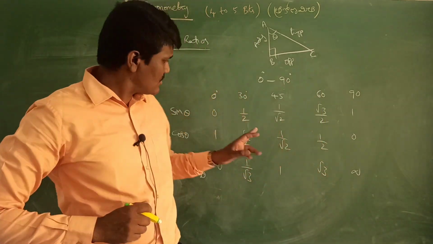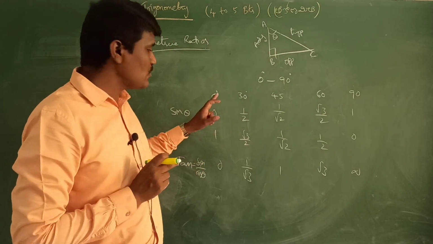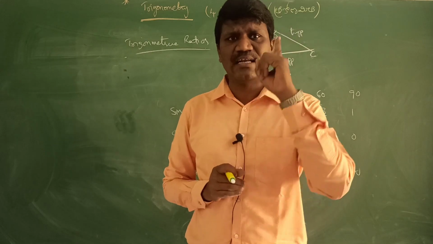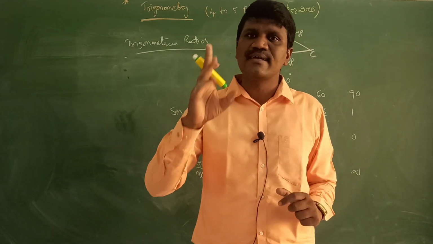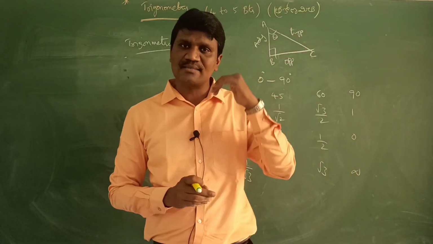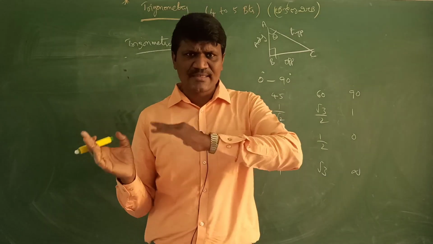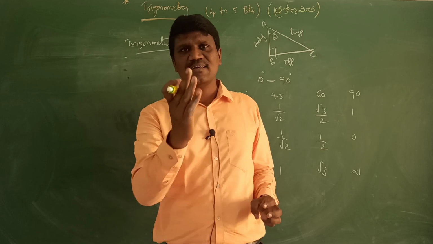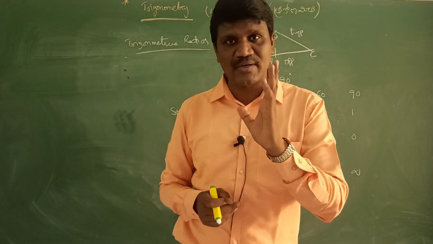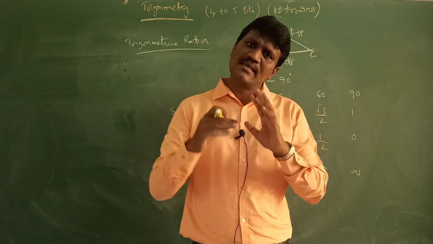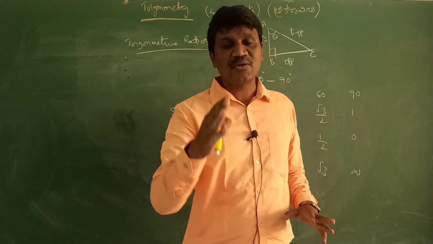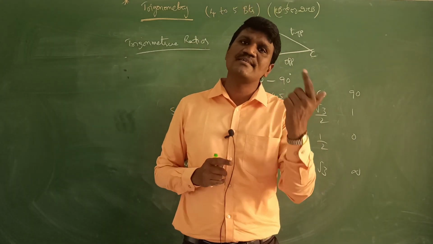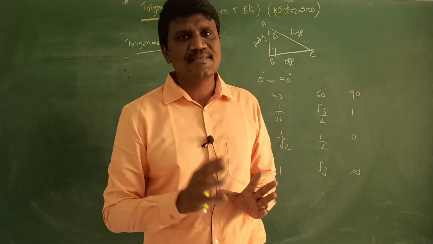So remember these 3, because based on sin 0, sin 30, sin 45, definitely a question will come. Sin 0 is 0, sin 30 is 1 by 2, sin 45 is 1 by root 2, sin 60 is root 3 by 2, sin 90 is 1. Same way cos 0 is 1, cos 30 is root 3 by 2, cos 45 is 1 by root 2, cos 60 is 1 by 2 and cos 90 is 0. Same way tan also remember: tan 0 is 0, tan 30 is 1 by root 3, tan 45 is 1, tan 60 is root 3 and tan 90 is undefined.